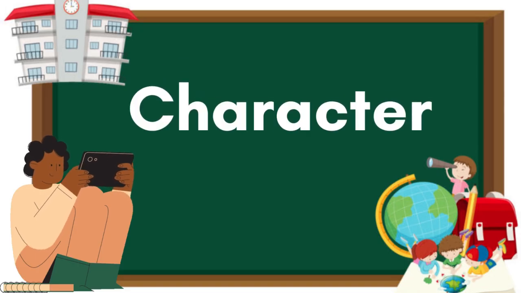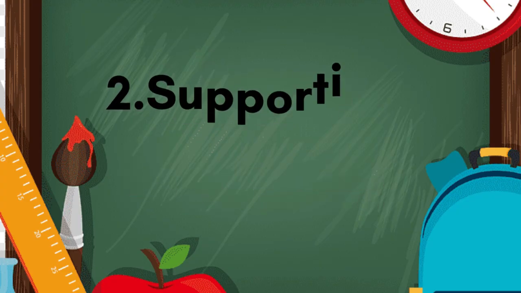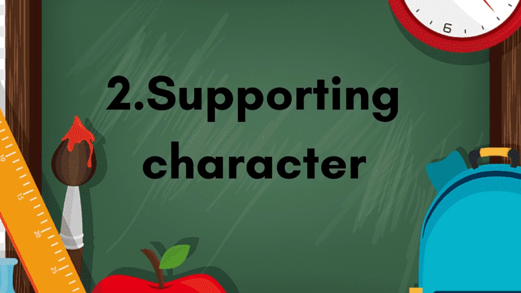Character is one of the basic elements of a story. Characters are people, animals, things, or other beings in the story. They perform the actions and speak the dialogue of a story. There are 2 types of characters. One is major character and 2 is supporting character.